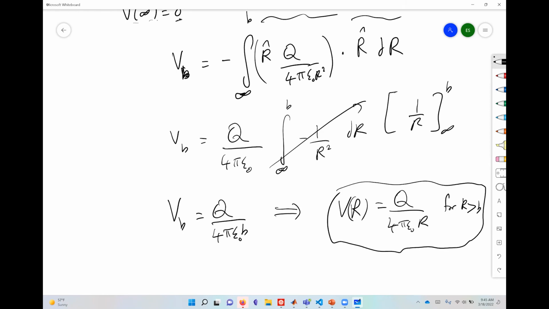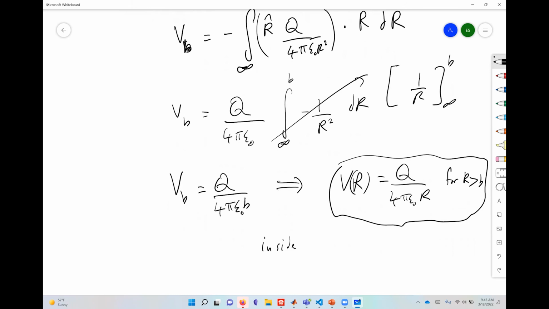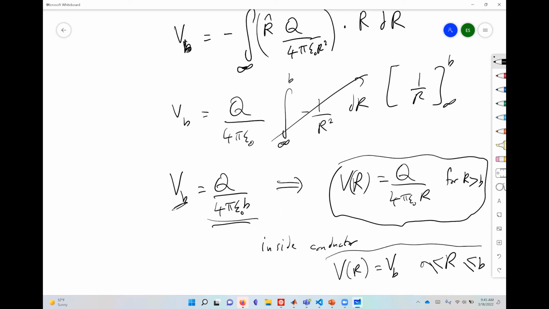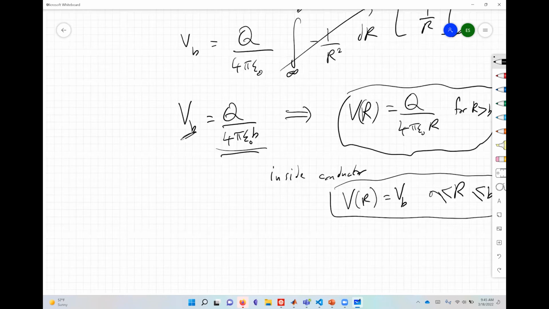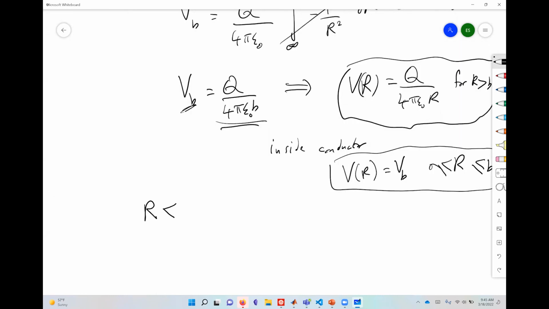What about inside the conductor? Inside the conductor, the potential will be the same. It will be the potential at B. So inside the conductor, VR equals VB, which is this value here, where R is larger than A and less than B. So you have the potential almost everywhere. I want to find the potential now inside, for R less than A. What is the potential?